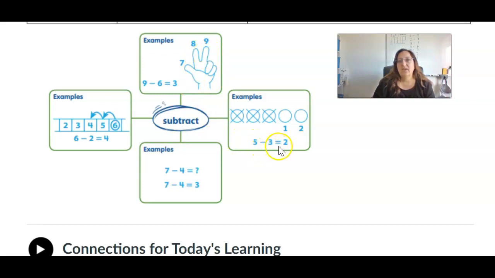5 take away 3 equals 2. You could also use circles or objects and take some away. The X's mean take away. And then we have 2 more, 1, 2 more. And then we can also just use an equation. We could count back. This is an example of a number line and counting back.